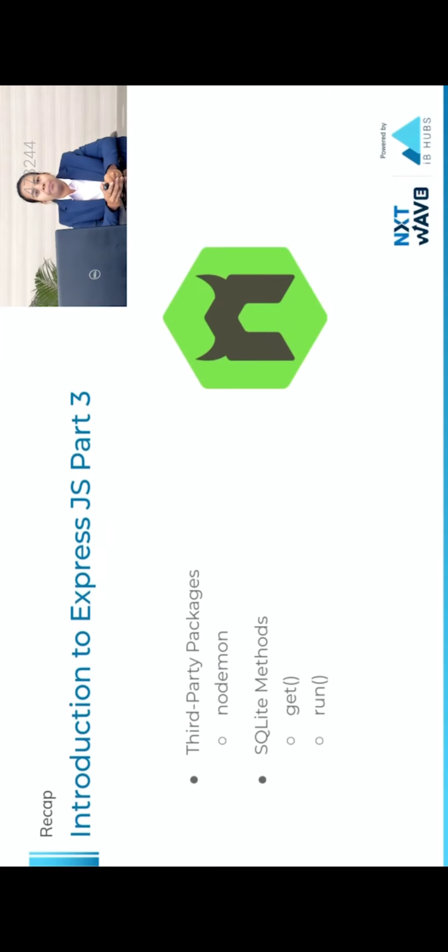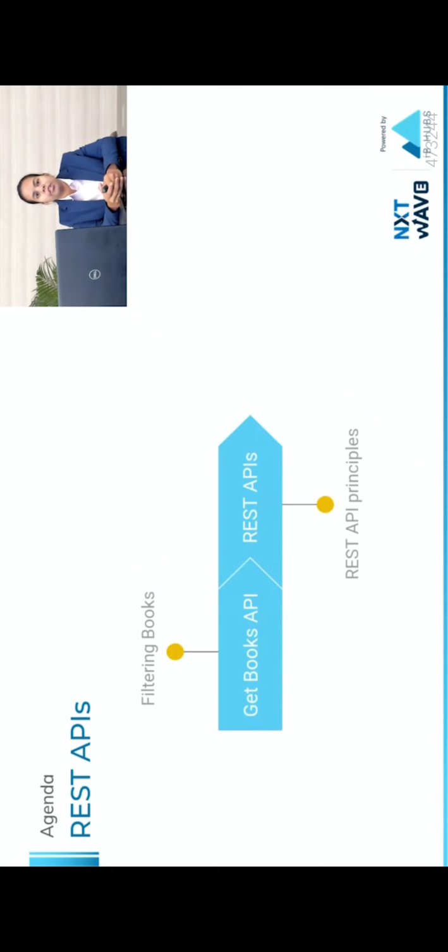So firstly, let's recap. In the previous session, we saw a third-party package, node.14, using which the server will... Then we understood the SQLite methods, get and run, right? Coming to today's session, to the getBooks API, we'll add some more filters, okay? And then we'll understand the REST APIs and the REST API principles, okay?